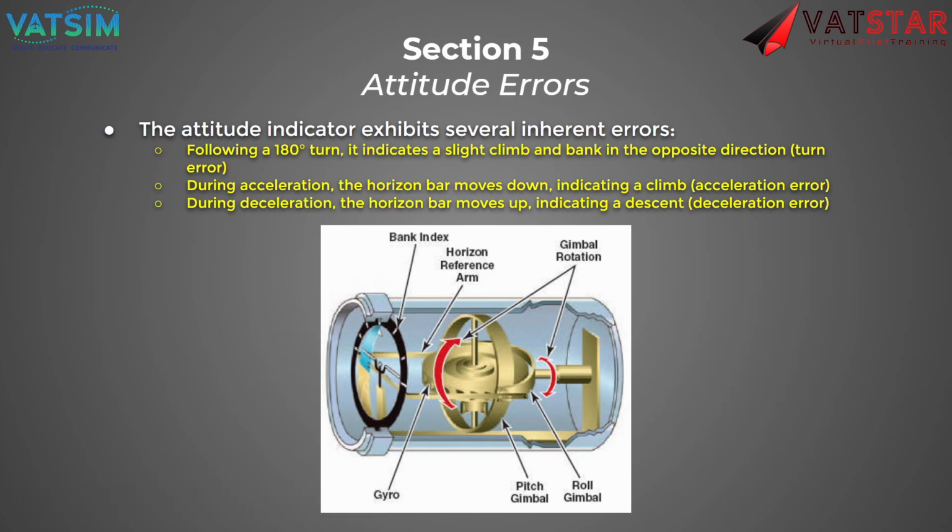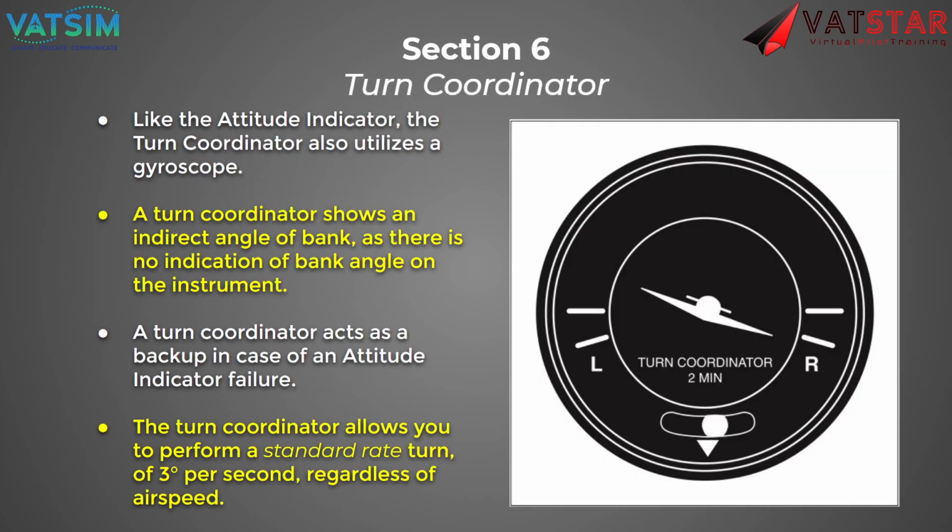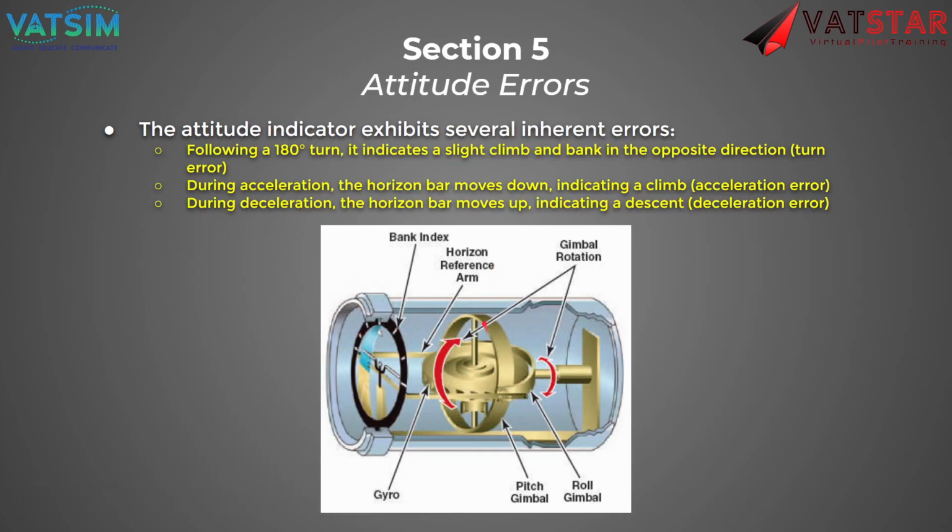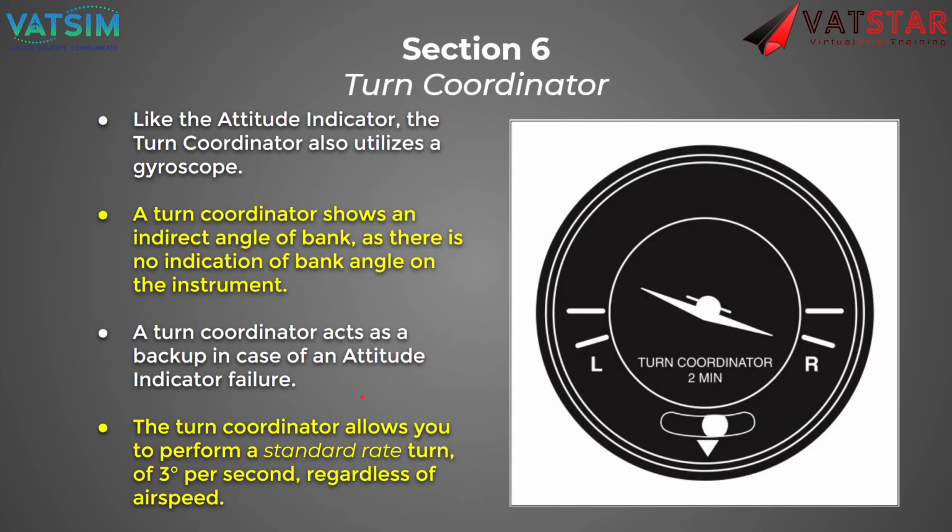Sure. Okay. All right. Let's move on. Let's talk about the turn coordinator, which is that backup instrument to that attitude indicator. Like the attitude indicator, the turn coordinator also utilizes a gyroscope, like this. But it's not a vacuum powered gyroscope. It's actually spun up by a motor. And that is just a backup in case we lose that vacuum system. So this is another instrument we can look at to tell if we're banking.